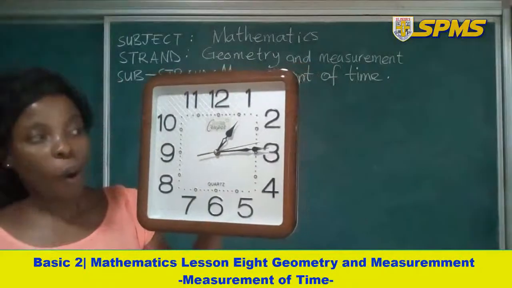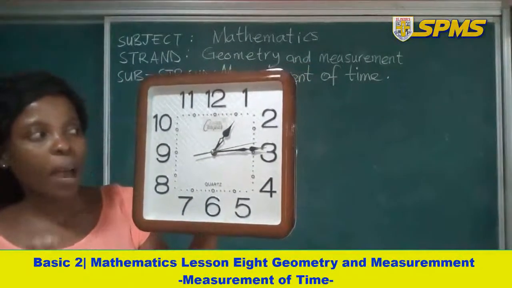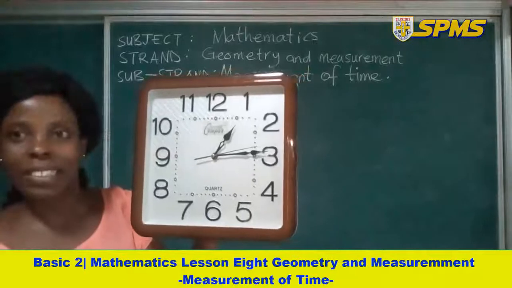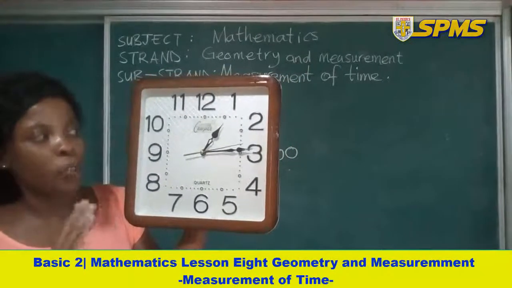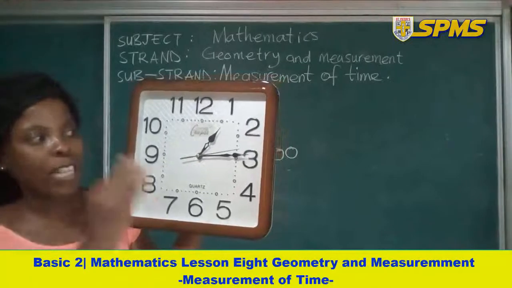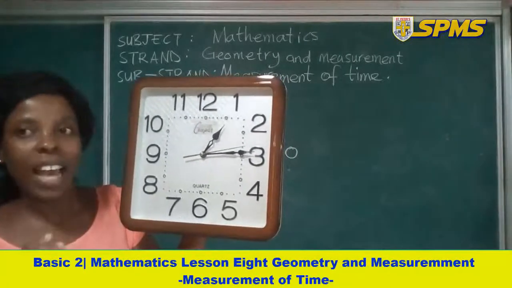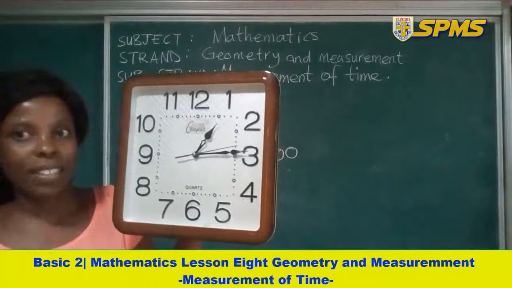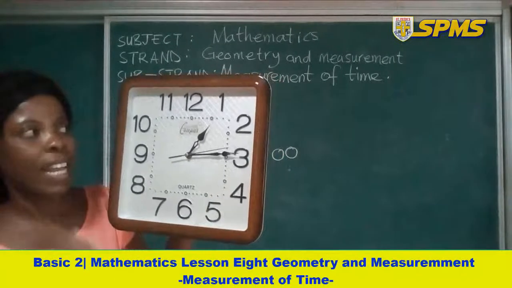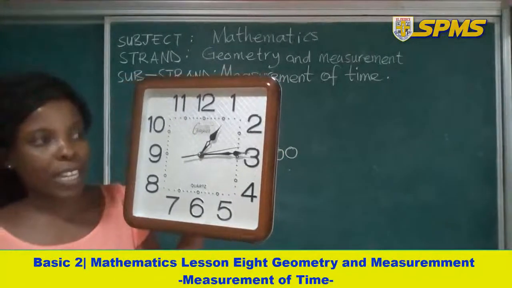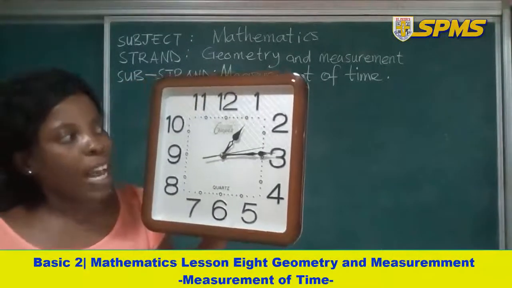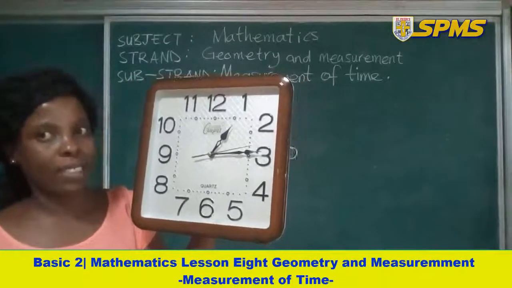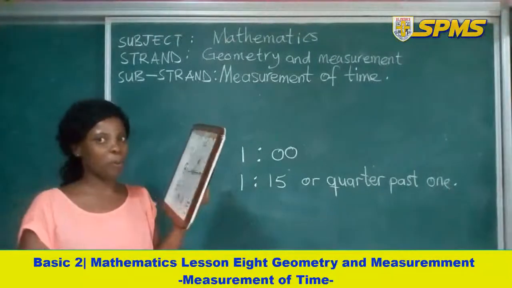So you can say the time is 1:15 or quarter past 1, because when you divide the clock face into 4, 15 minutes is a quarter. That is why we are saying 1:15 can also be known as quarter past 1.